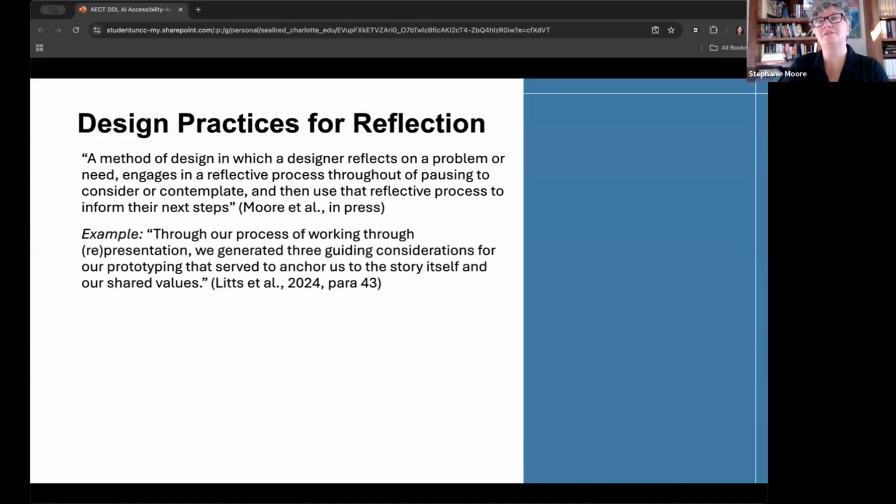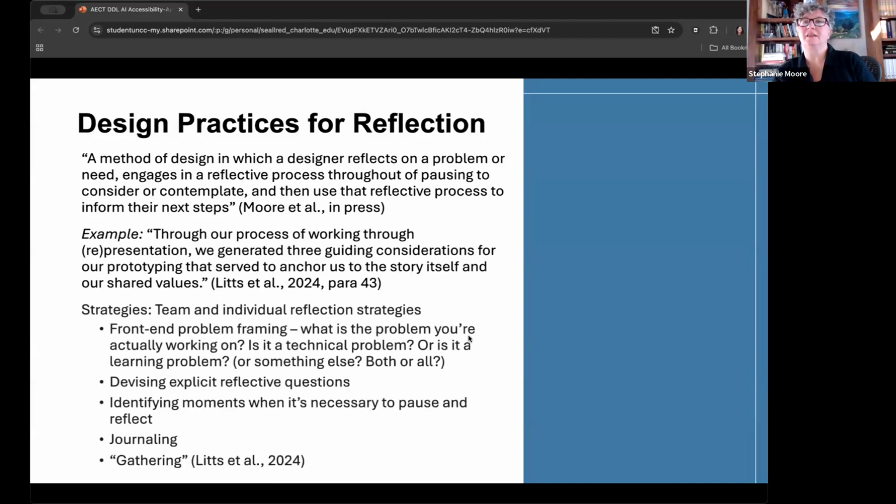They talked about how, through our process of working through representation, we generated 3 guiding considerations for our prototyping that served to anchor us to the story itself and our shared values. Some strategies that the team used to do this: they used both team and individual reflection strategies. We saw a number of these across various design cases.